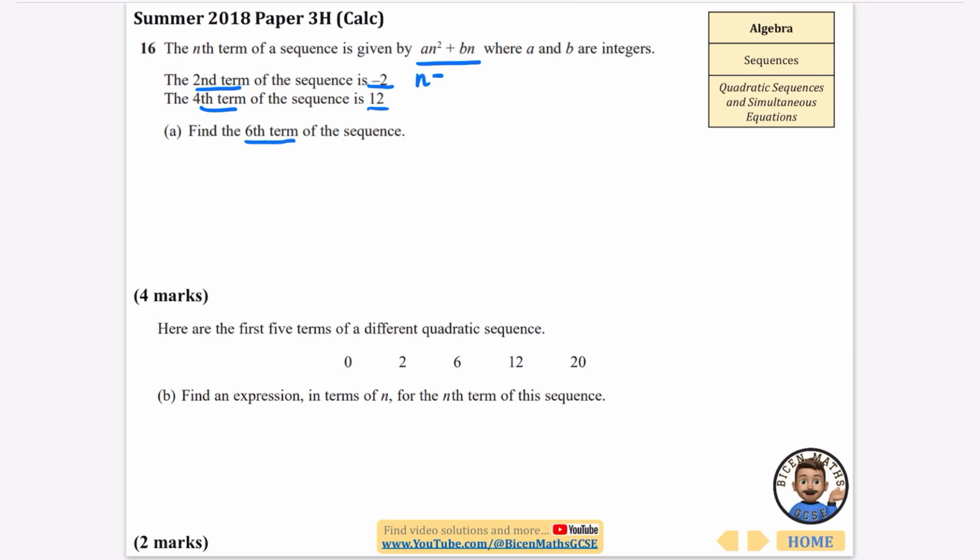So the second term means that n is 2, and the fourth term means that n is 4. So I'm going to begin by substituting 2 into this expression that we've got at the top. Well, n squared, 2 squared would be 4, so I have 4a. And then that is multiplying b by 2, which is 2b. So that's what the sequence is, and it says that it's equal to -2. Now, if I substitute 4 in here, I'm going to get 4 squared times a, which is 16a. And then when I substitute 4 in here, I'm going to get plus 4b.